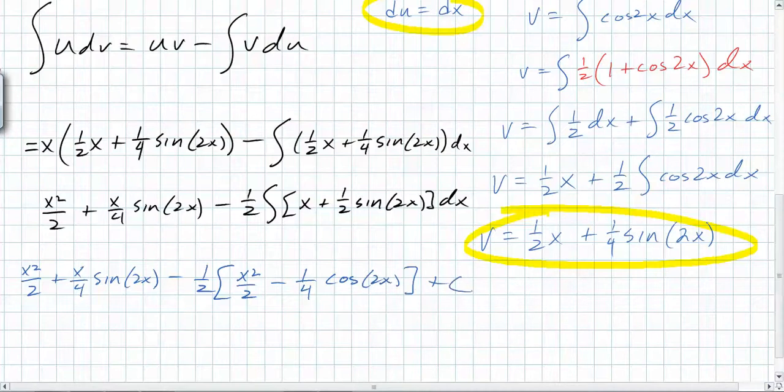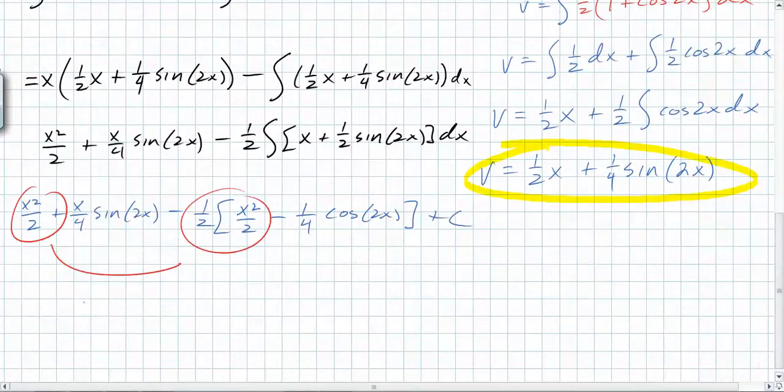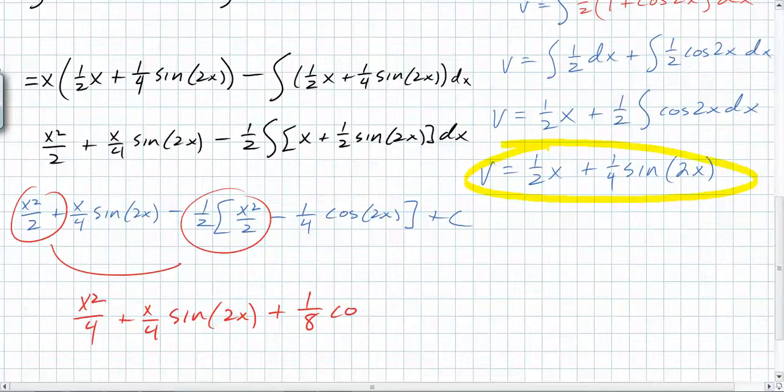How confident are we in this answer? Pretty confident? So if we wanted to, yeah, exactly. So these two right here, because it's x squared, turn into x squared over 4, because it's a half of an x squared minus that. So plus x over 4 sine of 2x plus 1/8 cosine of 2x plus c.